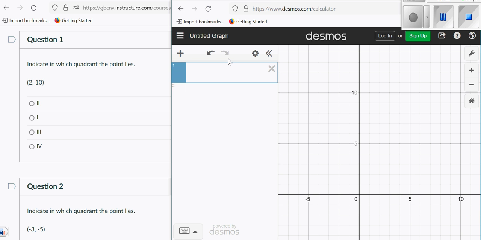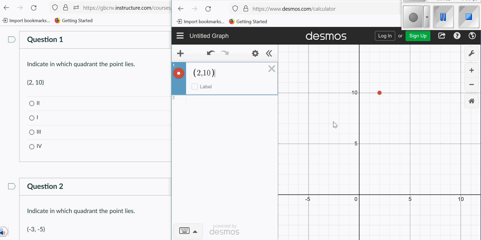So if you do this by accessing this free website, decimal.com, and you input 2, 10, you see the point shows right here, at 2 and 10, and here will be the point. Okay, this can confirm that this is in quadrant 1.